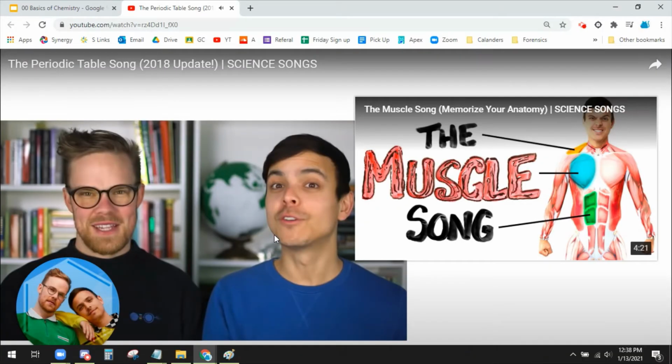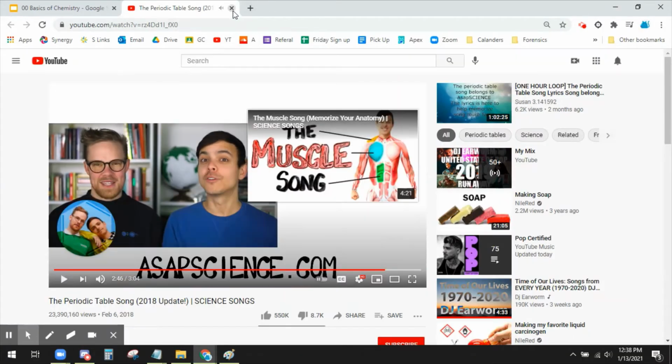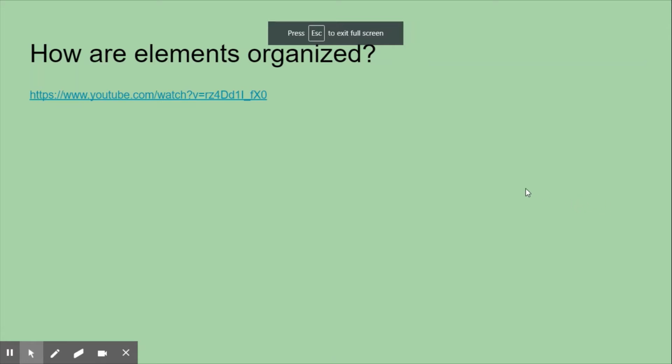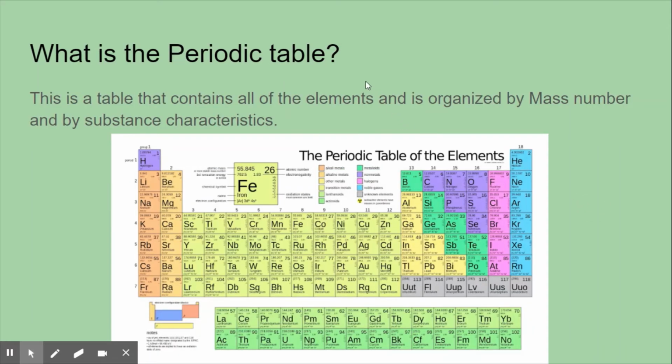Alright. So, as you can tell, the way that our elements are organized is in something called the periodic table, specifically the periodic table of elements. This table that contains all the elements is organized by mass number, and we'll learn what that is in a second. Or maybe, actually, we already talked about it earlier.